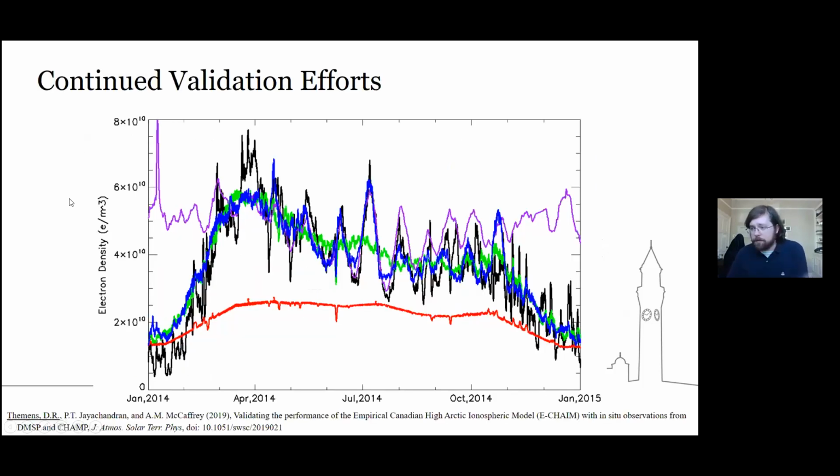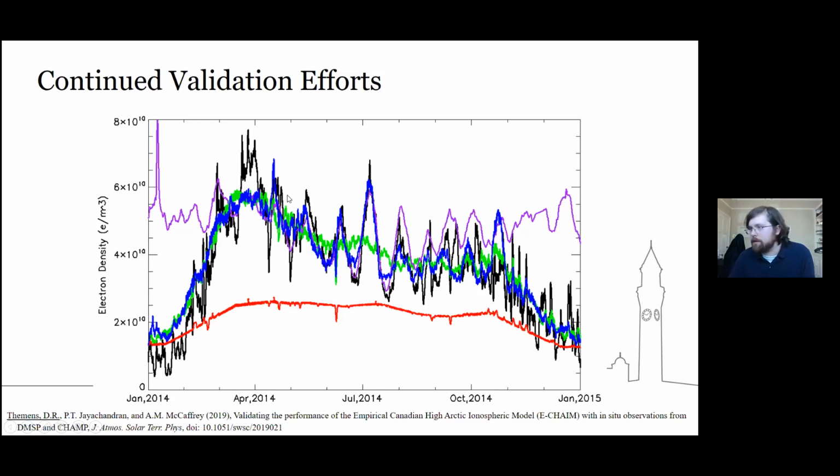Another thing we've done is we've looked at the effects of shorter time scale solar activity driving. So changes in EUV flux on solar rotation timescales. The black here is pass-averaged electron density from DMSP at about 800 kilometers altitude. The red is the IRI. The green is the normal E-CHAIM. And the purple is the EUV flux scaled to arbitrary units during this period.